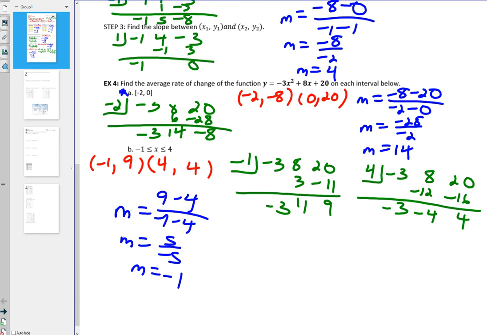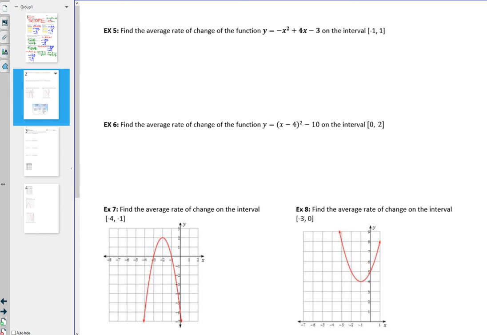Any questions so far? Okay. More of the same. Do example 5. Raise your hand when you got it.